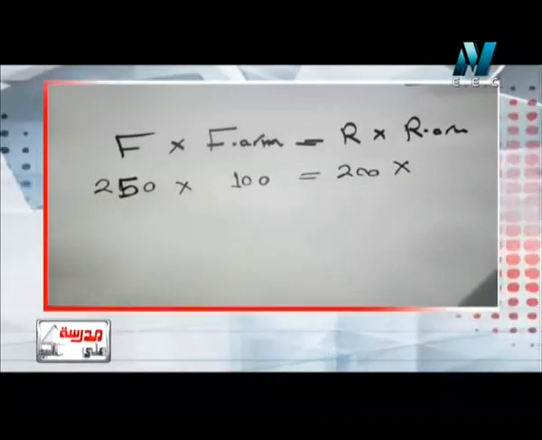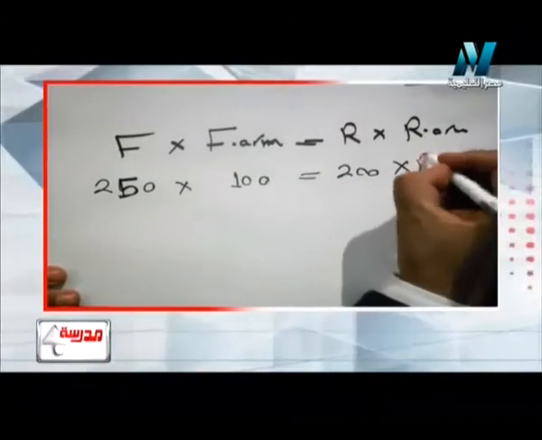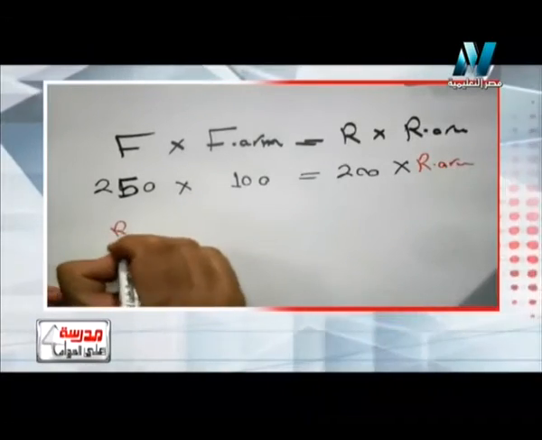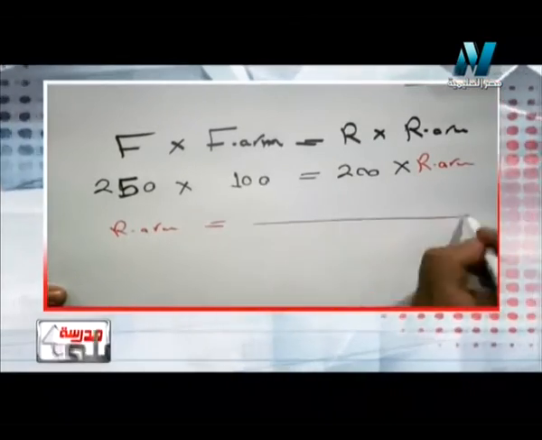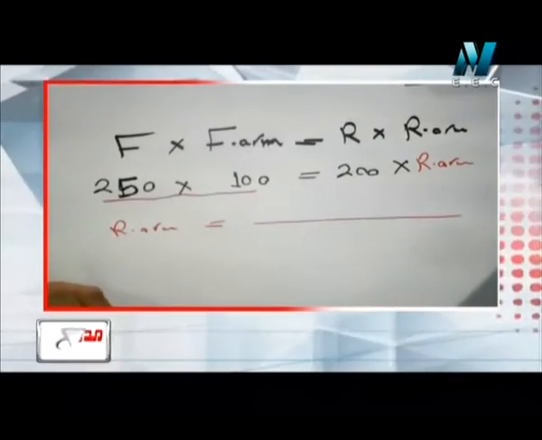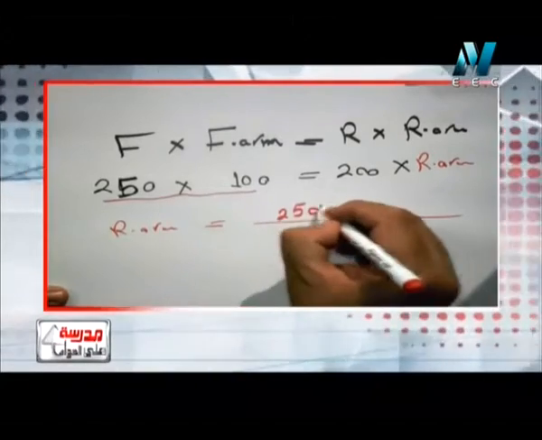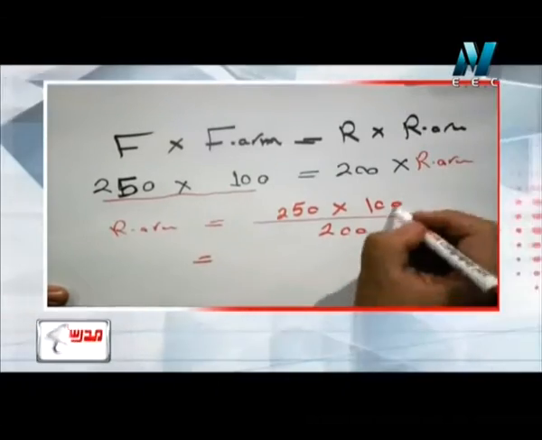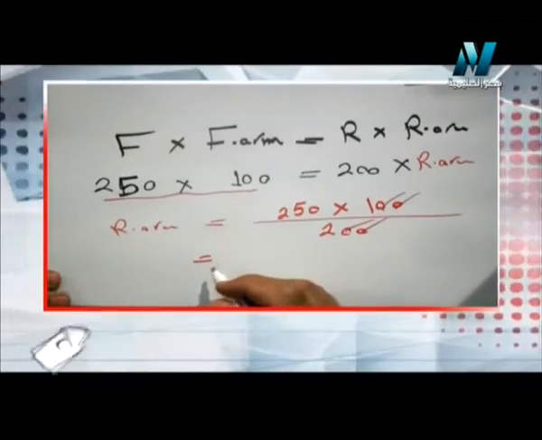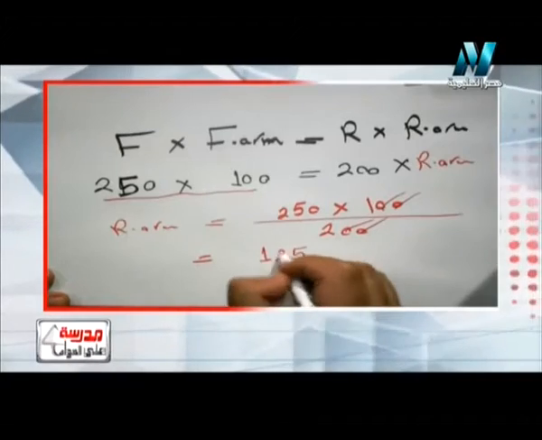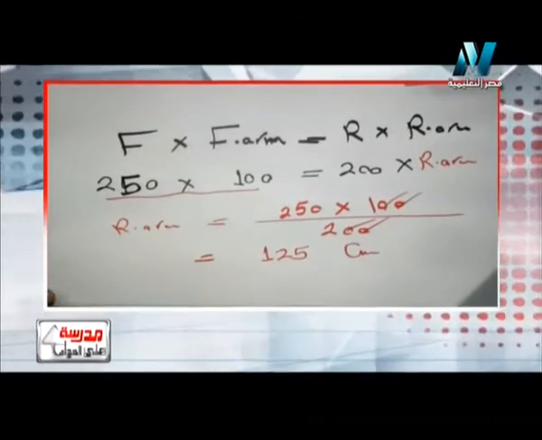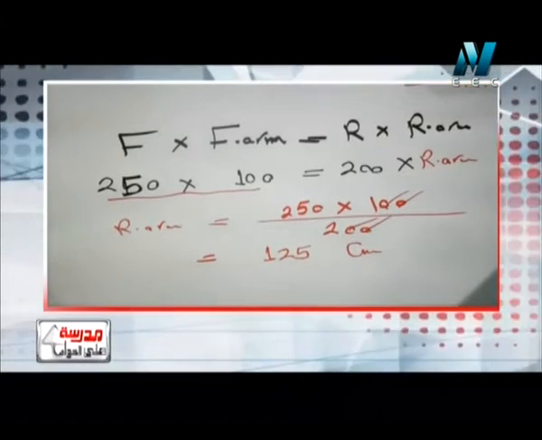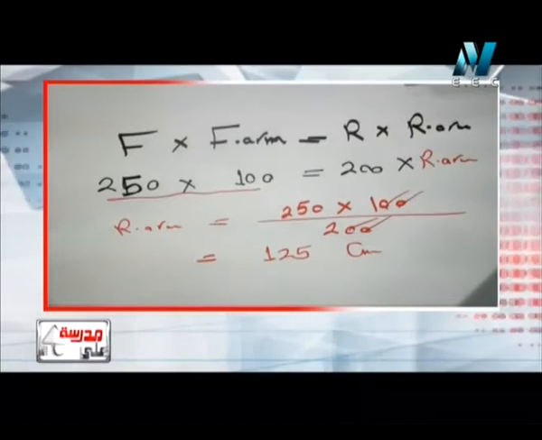So what's the resistance arm? As we answered before, the resistance arm would be equal to the right side, which is completed: 250 by 100, divide 200. Omit two zeros with two zeros, 250 divided by 2 will be 125 centimeter. So the answer here is 125 centimeter.